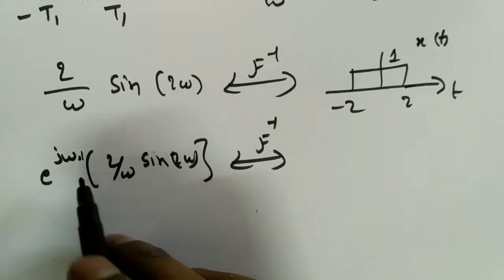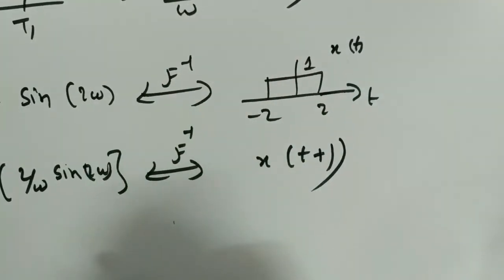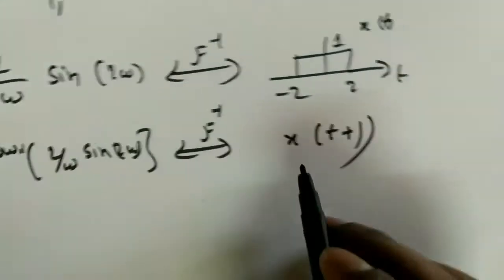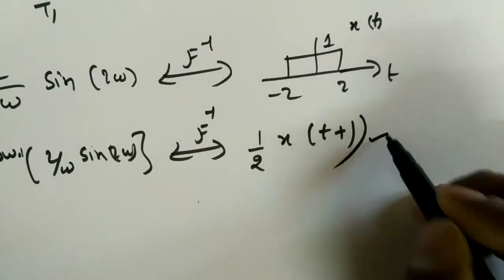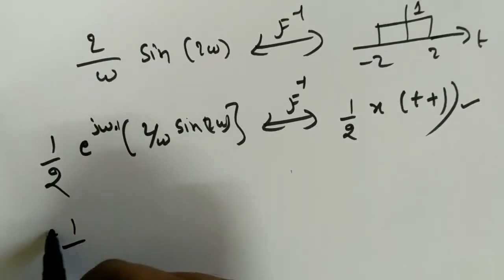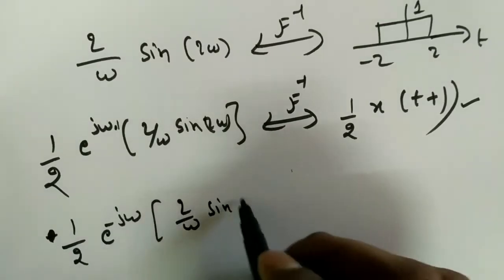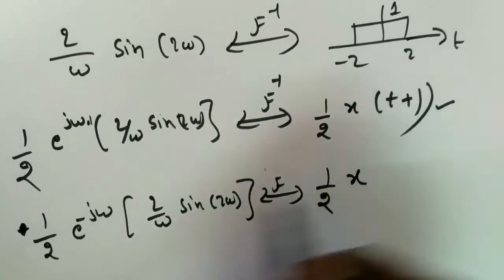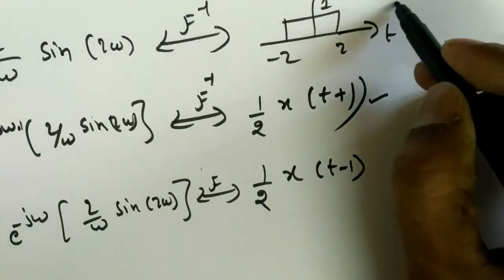In this case t naught is 1, so we'll get t plus 1, right? Then we have to multiply with 1 by 2. So what is the amplitude we'll get? Simply 1 by 2, right? So just take it like this. Similarly, plus only, 1 by 2 e power minus j omega times 2 by omega sine 2 omega. So what is the inverse Fourier transform? Again we will get 1 by 2 x of t minus 1, since now it is minus. So this is x of t.